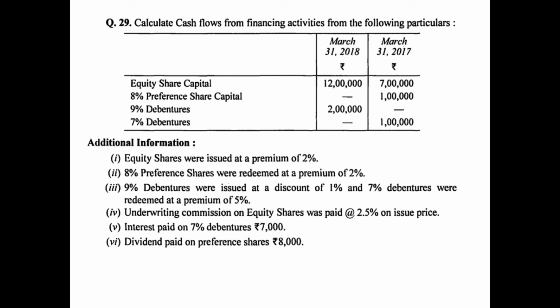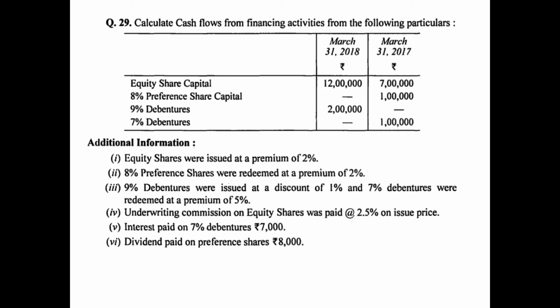Then the second point says 8% preference shares were redeemed at a premium of 2%. Now last year the preference shares are 1 lakh, current year nil. That means the entire face value of 1 lakh of preference shares has been redeemed or repaid. But the additional information says it has been redeemed at 2% premium. That means 2% more. So 2% of 1 lakh will be 2,000. So that means preference shares have been redeemed at 1 lakh plus 2,000, that is 1 lakh 2,000. So it is being paid, that means it is a cash outflow and it will be deducted under the financing activities.